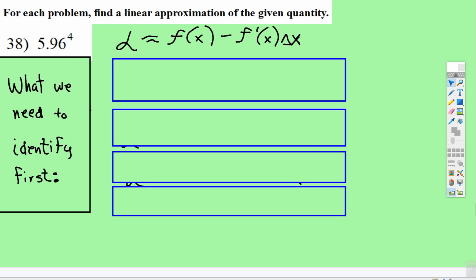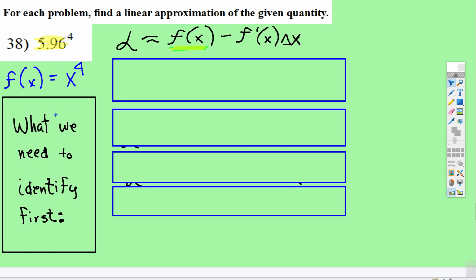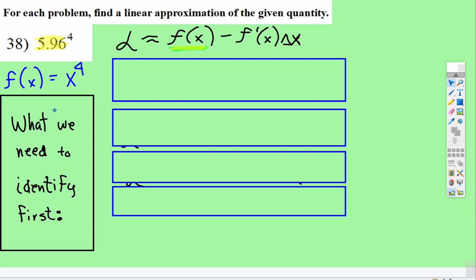Okay, for each problem, find the linear approximation of the given quantity. First we need to identify things. We need to identify what the original function, f of x, is. We have something being raised to the fourth power, so our original function is x to the fourth.